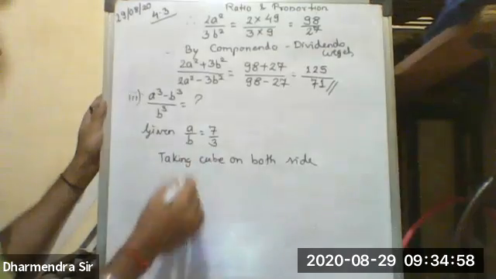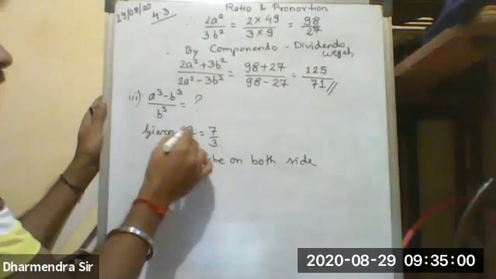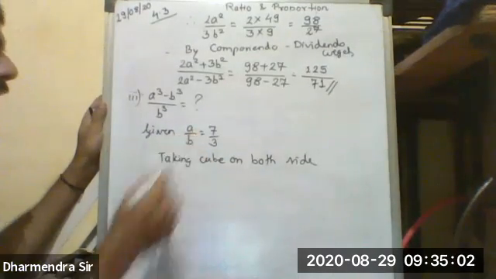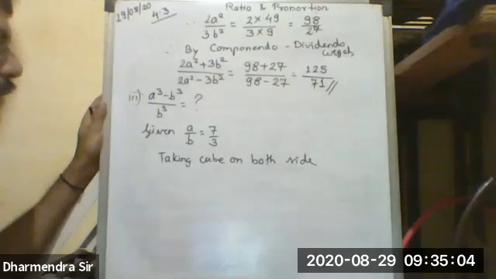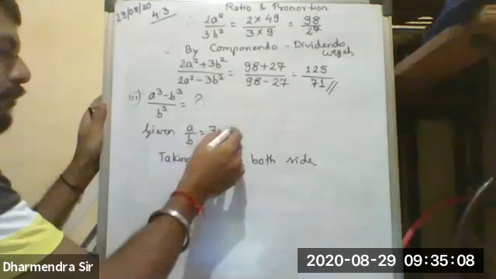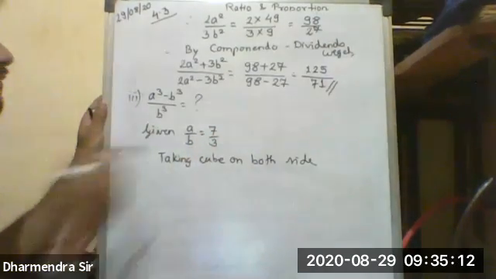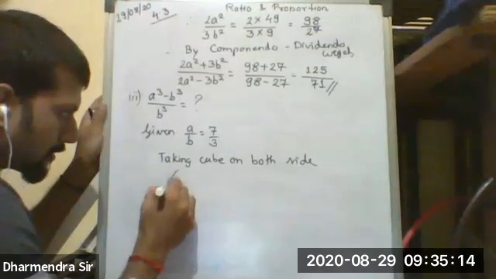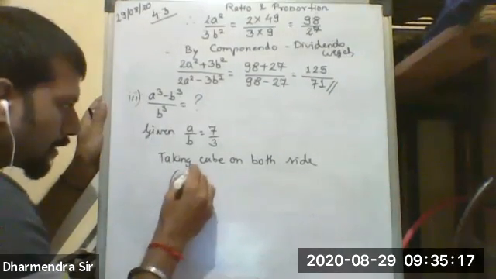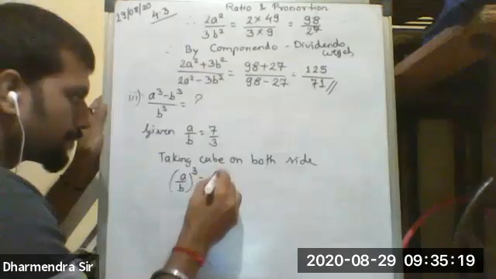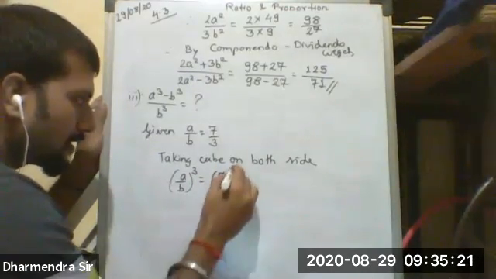If you don't understand this, by taking cube on both sides, what you do? Multiplying a by itself 3 times, a into a into a, and this by b into b into b. So here you will be getting 7 into 7 into 7, and you will be getting 3 into 3 into 3. So right now I am taking cube. This is (a by b) the whole cube equal to (7 by 3) the whole cube.